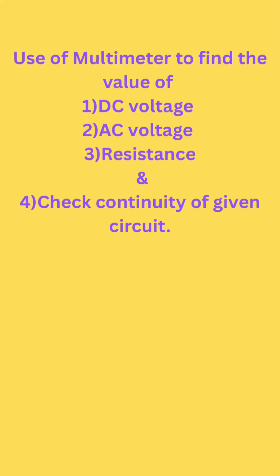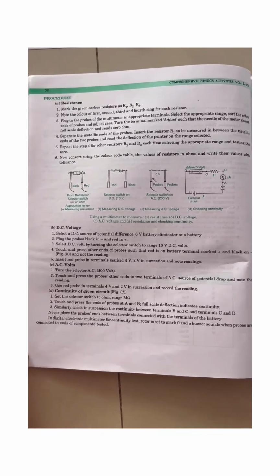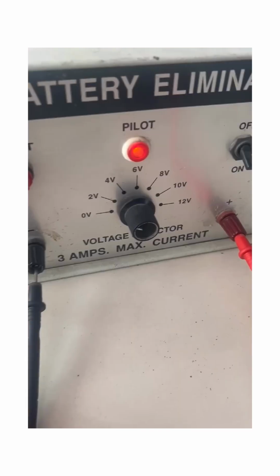In this video, we will learn to use the multimeter for different purposes. Here is the theory of the activity that we will learn, where first is to use the multimeter to find the DC voltage, AC voltage, value of carbon resistance, and to check the continuity. And this is the observation table.